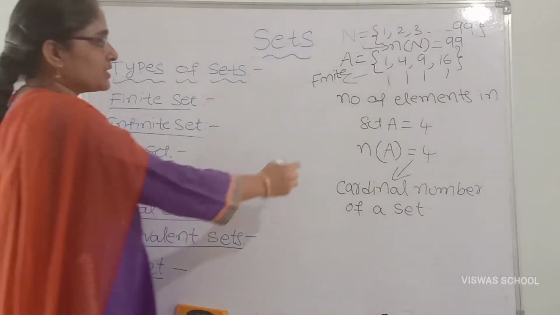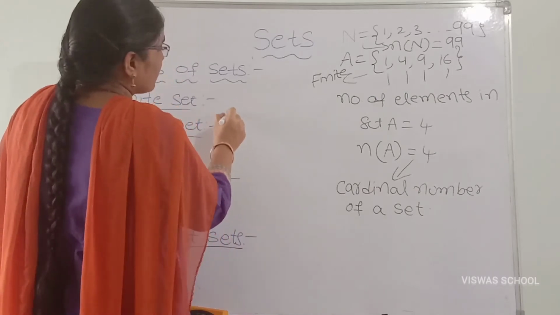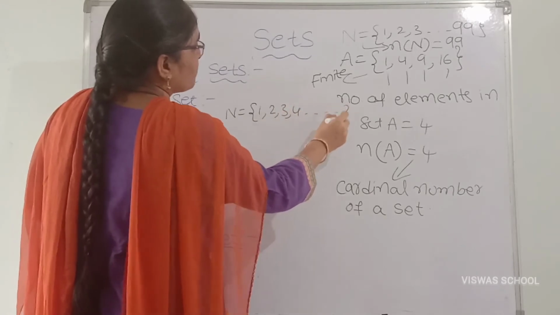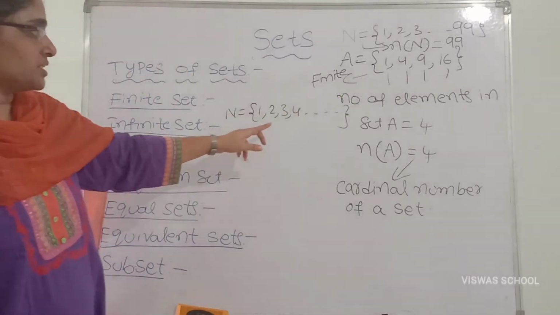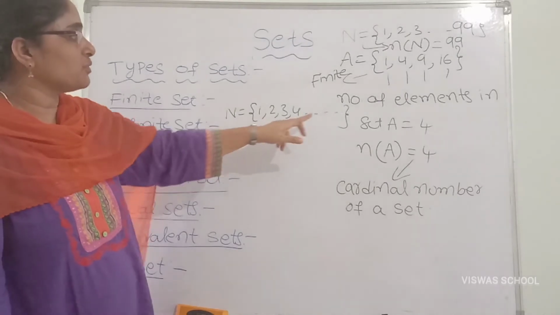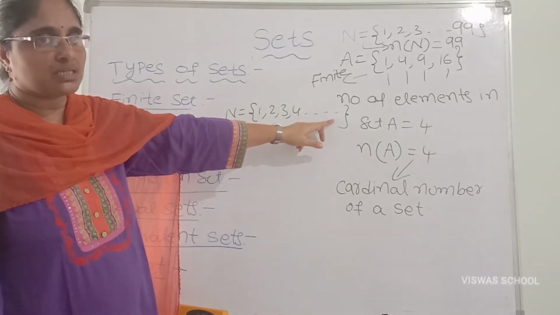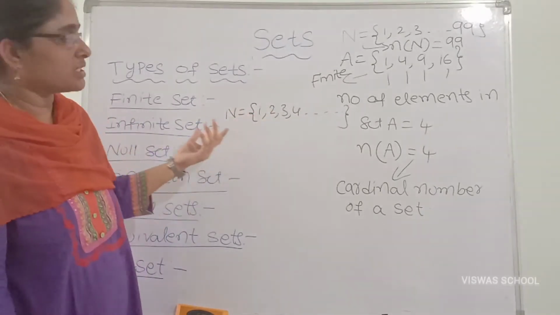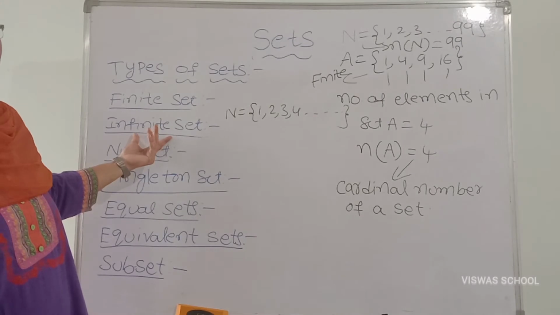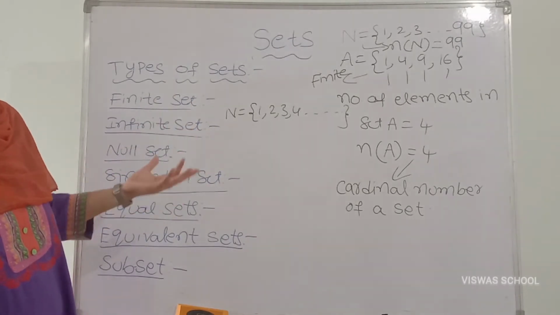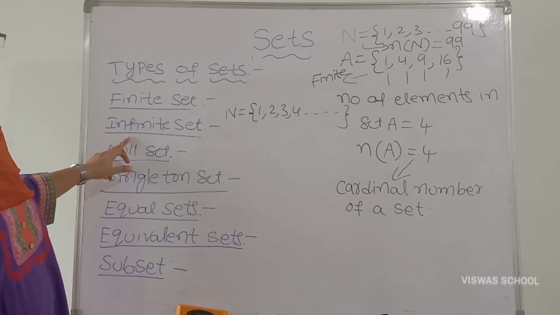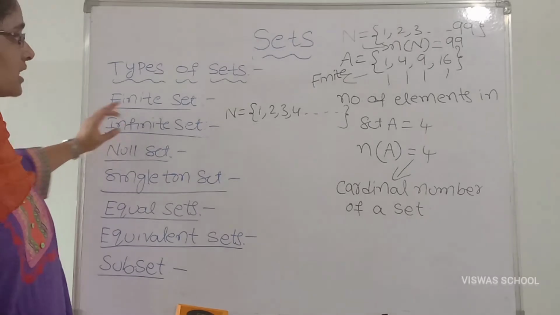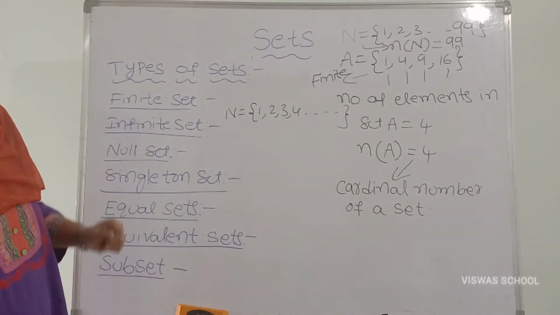Next, coming to the next one, see here one example. N equals 1, 2, 3, 4, so on. This is the natural number set. Natural number set means up to what? Is there any limitation? No, it goes up to infinity. Are these countable or not? These are not countable. Infinite set means that if the number of elements is uncountable, then it is called an infinite set. Finite set means the number of elements is countable, and infinite set means the number of elements is uncountable.